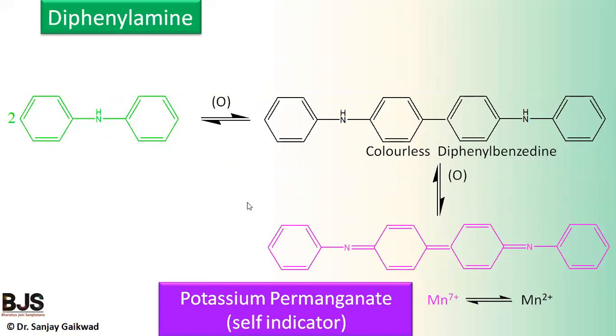Now the third indicator is potassium permanganate. It is a self indicator. It can be an oxidizing agent as well as it can be used as a self indicator. Here the Mn⁷⁺, that is in purple color, gets converted into Mn²⁺. In this way the purple color becomes colorless. We can use potassium permanganate in the same reaction as well as a self indicator, because it changes color from colorless to pink or pink to colorless. In this way these types of indicators are used.